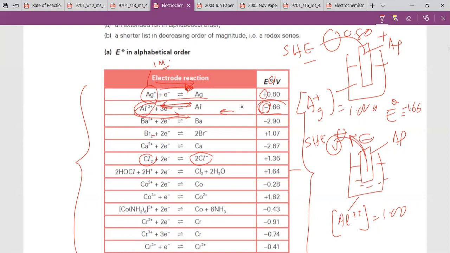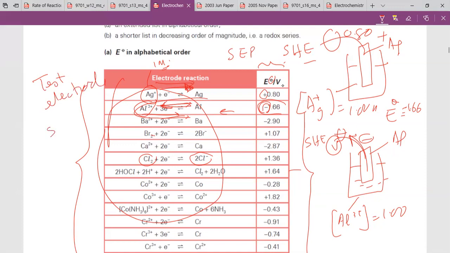Think about it, okay? That's why I say all these systems are called standard electrode potential, because all these are test electrodes. They're called test electrodes. Compared to what? Compared to SHE, the standard hydrogen electrode. That's why you look at the marking scheme.